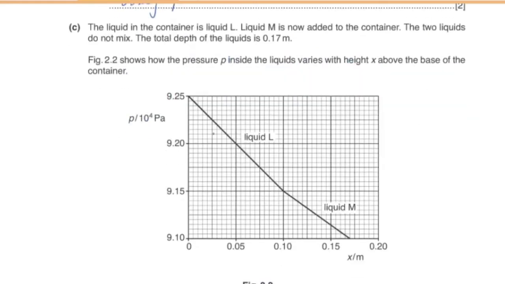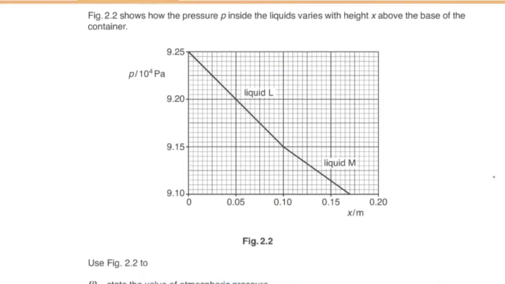Part C, the liquid in the container is liquid L. Liquid M is now added to the container. The two liquids do not mix. The total depth of the liquids is 0.17 meters. Figure 2.2 shows how the pressure inside the liquids varies with height x above the base of the container.